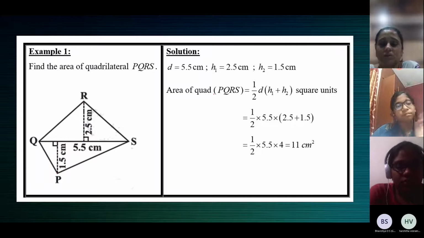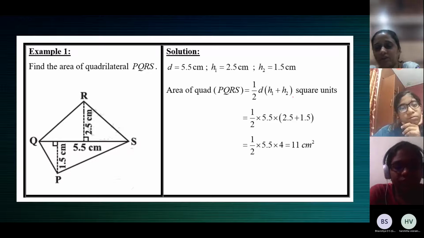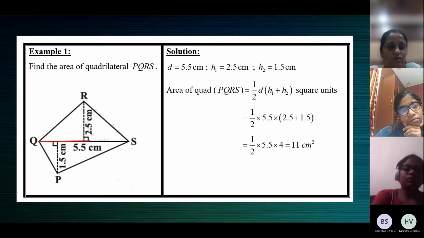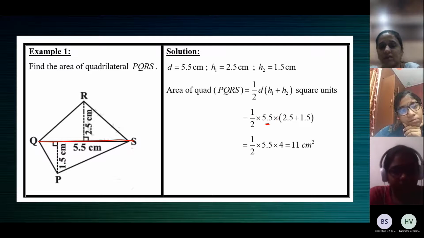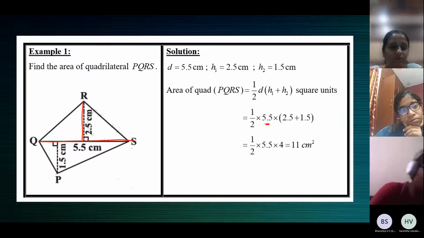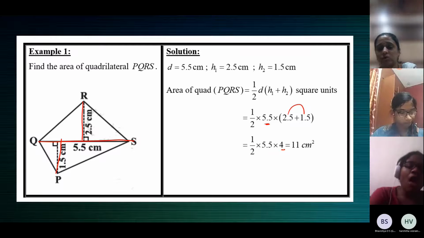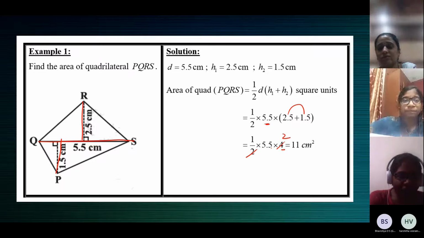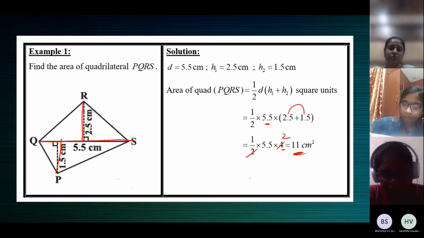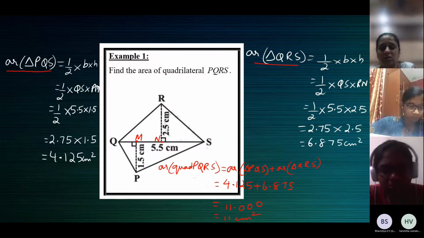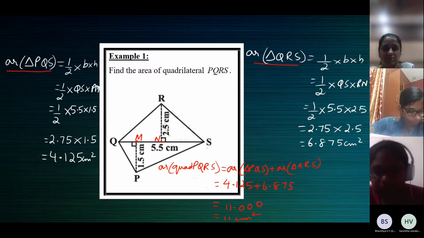So the formula to find the area of a quadrilateral is half D into H1 plus H2 square units. So half into diagonal here. Diagonal is QS, which is 5.5, into H1 plus H2, so into 2.5 plus 1.5. Now 2.5 plus 1.5 is 4. So half into 5.5 into 4. Half of 4 is 2, so 5.5 into 2 is 11 centimeters square. The same we got here. We got the same answer, but we took a little longer time to work this.